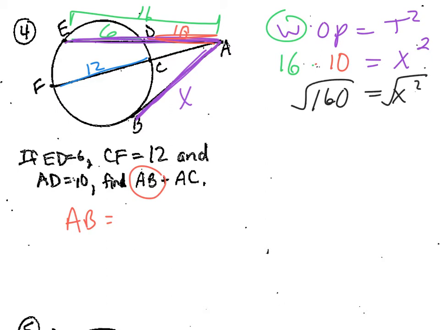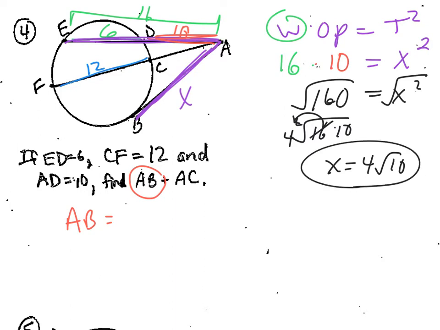Here's what I warned you about. You might end up with a radical answer. 160 is not a perfect square. I do know that 160 breaks down to 16 times 10, or maybe you're doing the factor tree right now. 16 is a perfect square, giving me 4. So x is going to be 4 radical 10 for my final answer there for AB. So that's 4 radical 10, first answer.